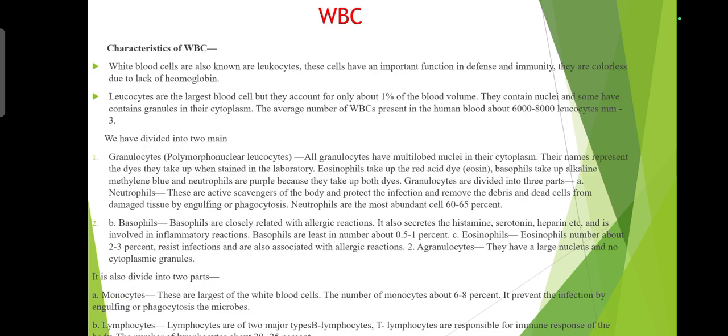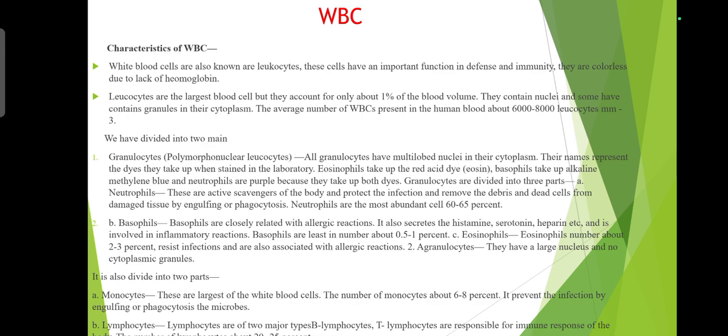Next, white blood cells, also known as leukocytes. These cells have an important function in defense and immunity. They are colorless due to the lack of hemoglobin. Leukocytes are the largest blood cells, but they account for only about 1% of the blood volume. The average number of white blood cells in human blood is about 6,000 to 8,000 leukocytes per cubic millimeter.